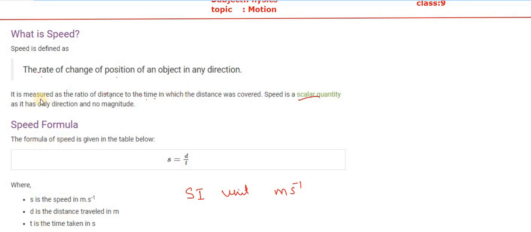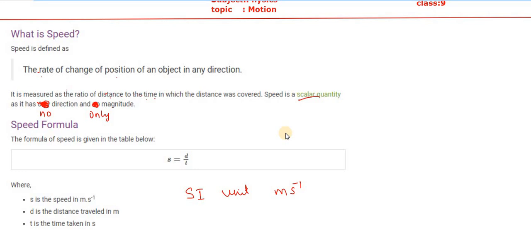Actually here we need to make a change. They gave it wrong in the textbook. Speed has only magnitude, no direction. Scalar means it has only magnitude, no direction. That is the meaning of a scalar quantity. A vector quantity has both magnitude and direction.